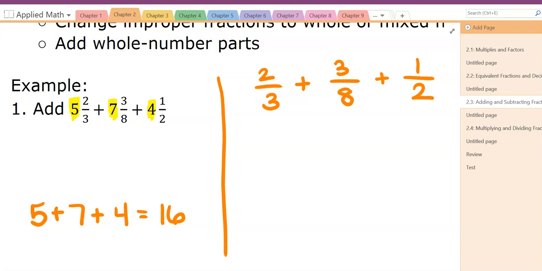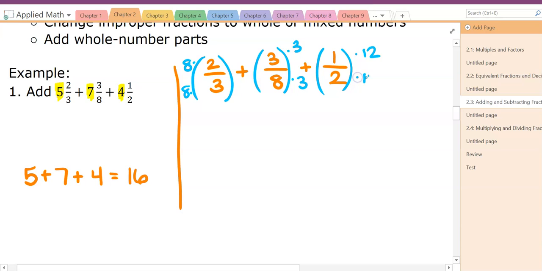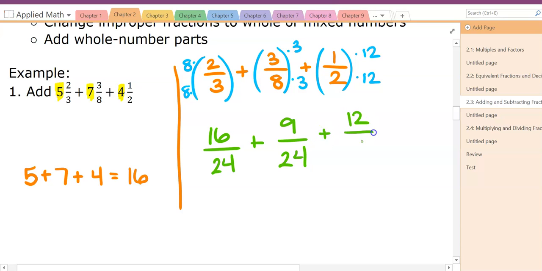If we're going to take these all to 24, what do we take the first fraction times? How about the second one? And the last one? Okay, so now my new fractions are 16 over 24, 9 over 24, 12 over 24. Now we add the top numbers. So 16 plus 9 plus 12. What's that? Okay, so 37 over 24.